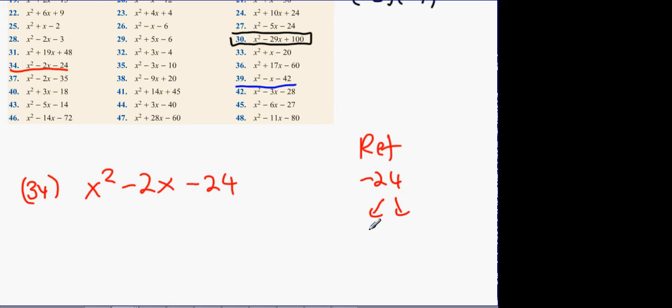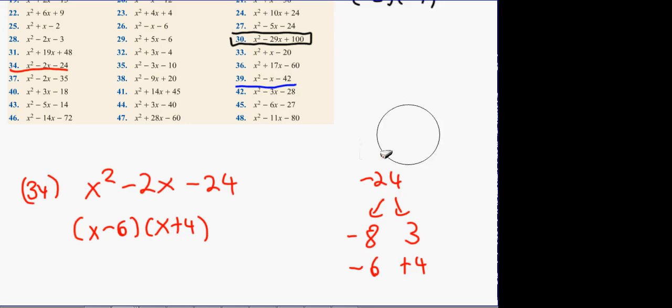8 times 3. Okay, now Stephen, stop it there. You're going to explain to me why 8 and 3 don't work. Because one of them has to be negative, doesn't it? So you're either going to get minus 5 or plus 5. Not good enough. Garrett? Minus 6 plus 4. Will that work? It will work, won't it? So what are we going to get? x minus 6 and x plus 4.